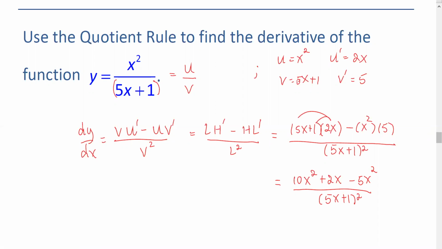The numerator contains 10x squared plus 2x minus 5x squared. So the like terms 10x squared and negative 5x squared simplify to 5x squared plus 2x, divided by the quantity 5x plus 1 squared.